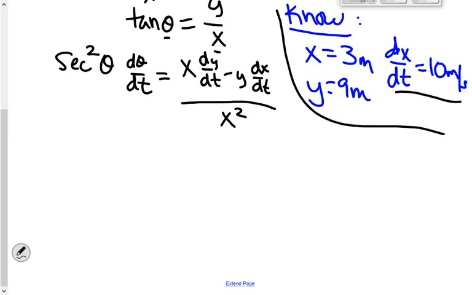So now I have some issues. I don't know what secant squared theta is. And I don't know what dy dt is. Anybody have any ideas how I can solve those problems? Let's start with the dy dt problem. We're not plugging in yet.